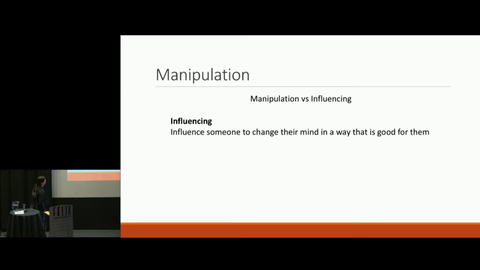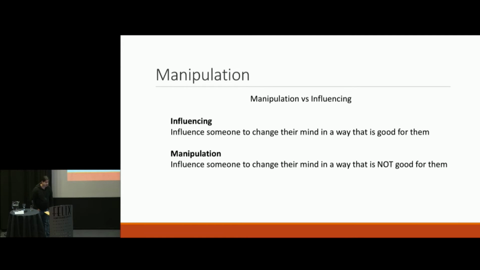So the next bit on that framework was manipulation. I just want to define what the two mean. Influencing is influencing someone to change their mind in a way that is good for them. So if you're out drinking with your friends and you think your friend has had too many drinks and you suggest that he shouldn't have any more, you're trying to influence him because it's good for him. Manipulation, on the other hand, is influencing someone to make a change or to change their mind in a way that is not good for them.